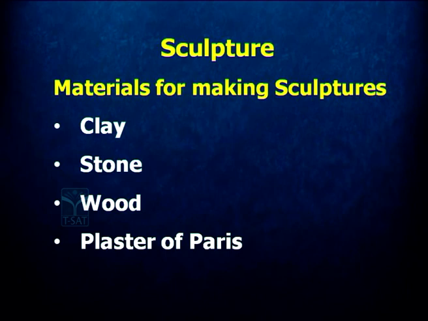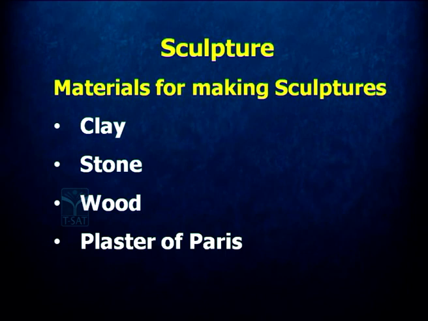And another important material, as we have said, is stone, which can survive the weather, which can survive the times. So stone has been a very strong material for sculpture, and wood is another material. We have very few examples of wood sculptures, but we do have some examples of wood carving and wood as a material being used for sculpture.